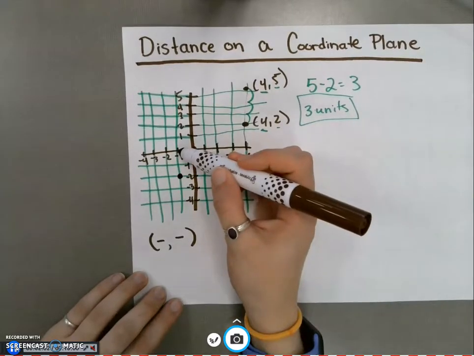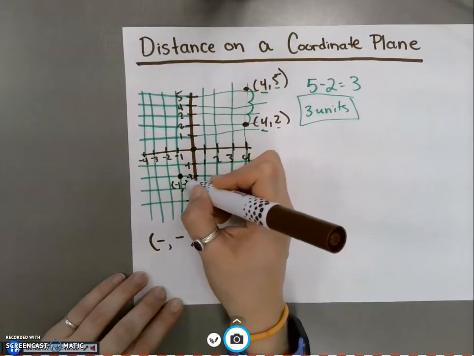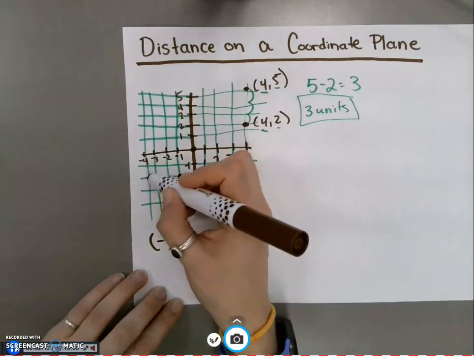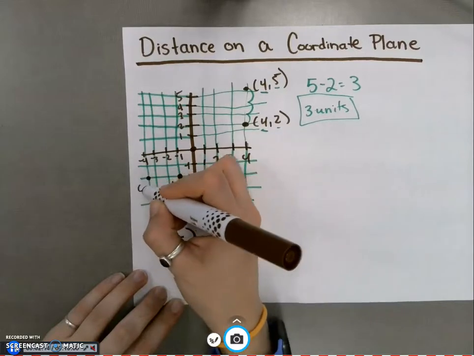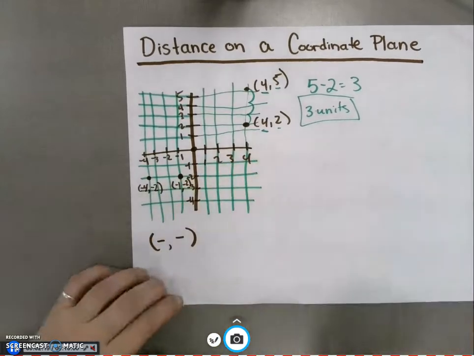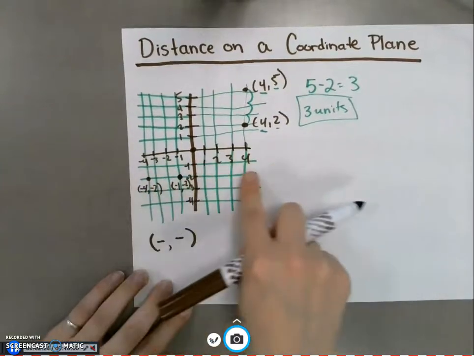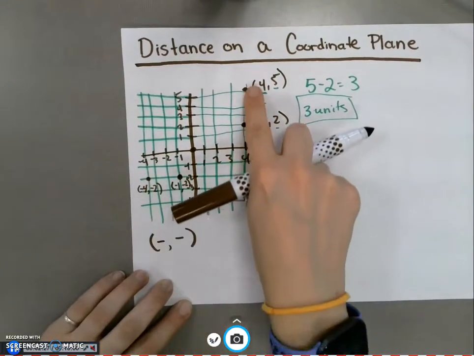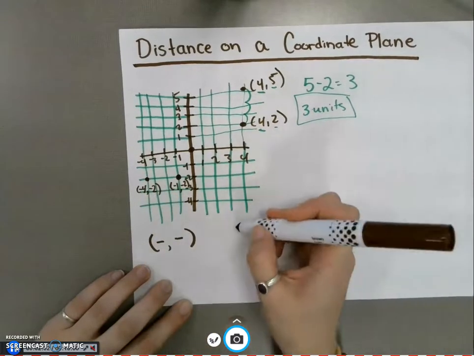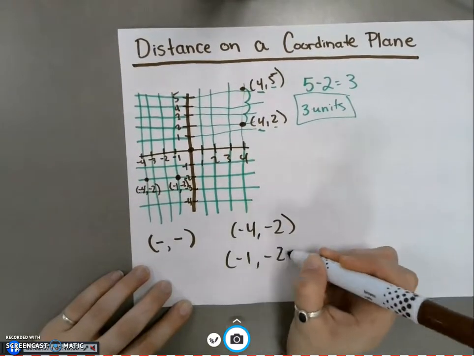You always start with your x value, so this is going to be -1, and then you go to your y value, -2. And I want to know what is the distance from this point to this point here. Starting with my x value, -4, my y value, -2. Now this is slightly different than our first example, because now we are moving horizontally instead of vertically. Same idea though. If I look at these two ordered pairs, I'm seeing -4, -2, and -1, -2.